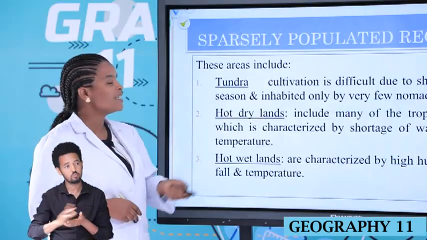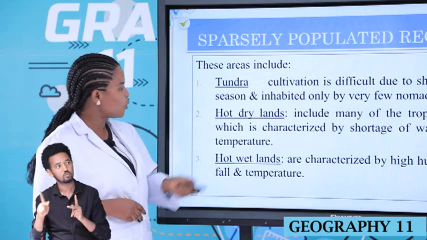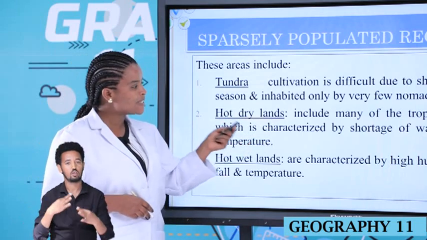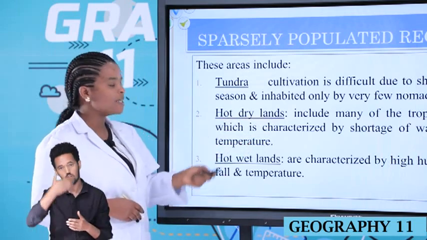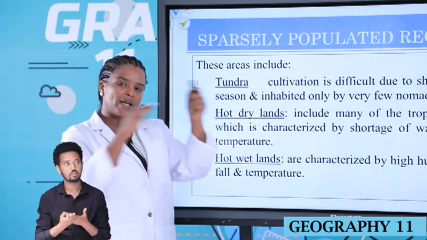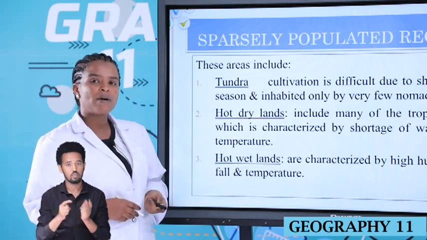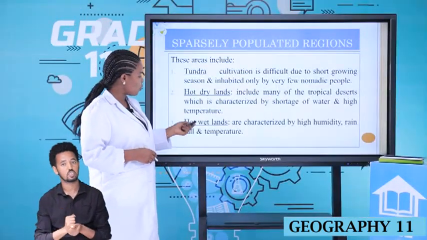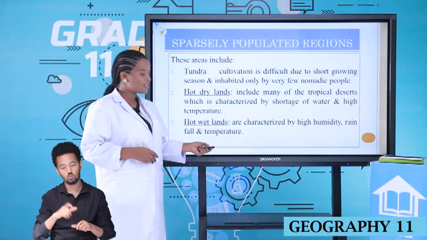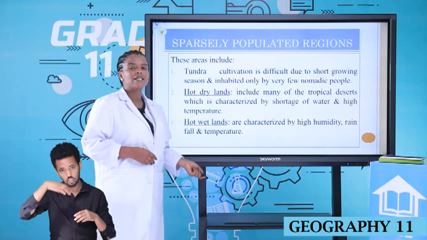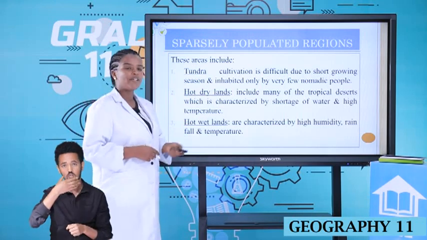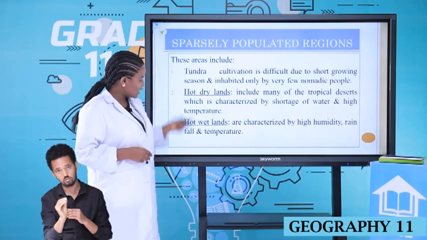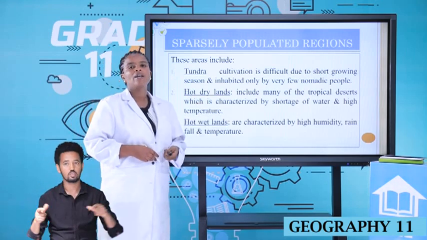The second sparsely populated region of the world is the hot dry highlands. In this area, there is a lack of rainfall, but the temperature is very high. For example, the Sahara Desert of Africa and tropical desert areas are examples of sparsely populated areas. The third sparsely populated region of the world is the hot wetland, because in this region the rainfall is very high and also the temperature is very high. Because of this, the area is not suitable for settlement. For example, in Africa, an area with a hot wetland climate is the Congo Basin.